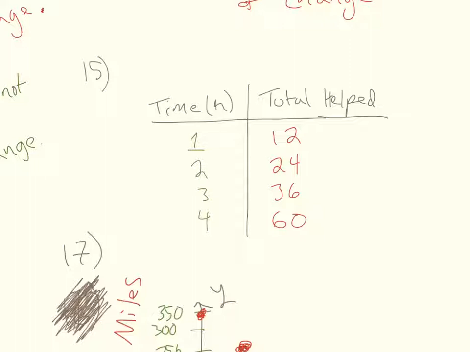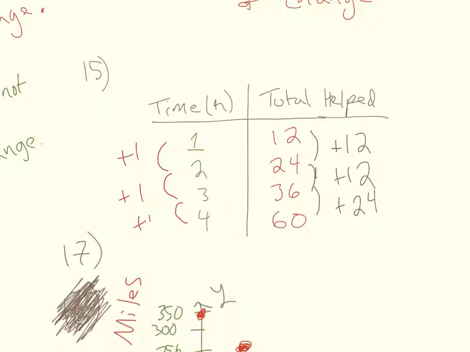Okay, so we need to figure out if there is a constant rate of change existing between these two quantities, h and total helped. And remember, we could do that two different ways. The first way is to determine how much it's changing from one to the other. And this time it's changing 1 on the left-hand column. And on the right-hand column, we've got a change of 12, another change of 12, but then all of a sudden we have a jump of 24. And that's not good.